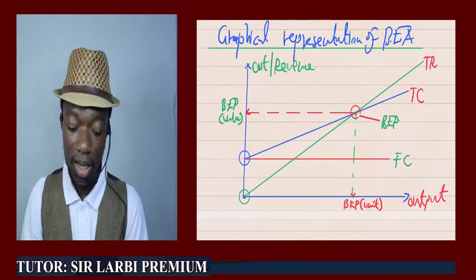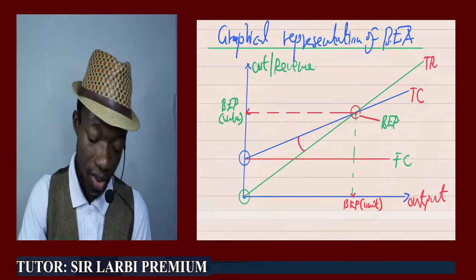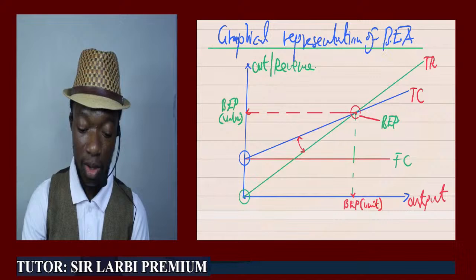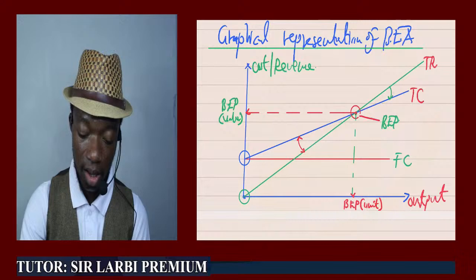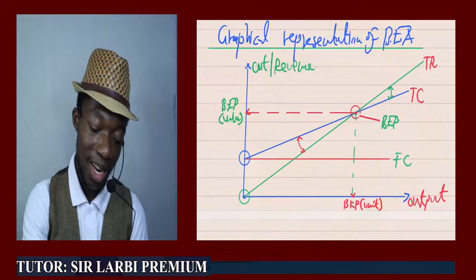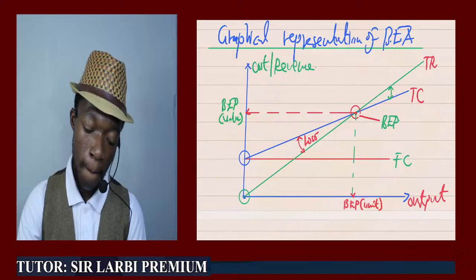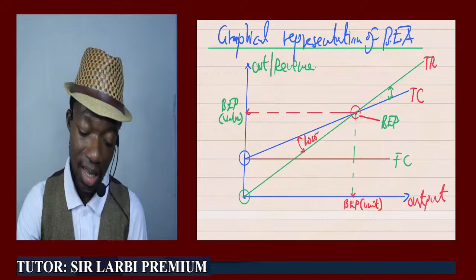At this angle formed with respect to the break-even point, in between the total revenue and the total cost, we can see that we are identifying two angles. Below the break-even point, we call that area the loss area. Loss means at that point we are making a loss. But beyond the break-even point, we will get a profit, so we call this the profit area.